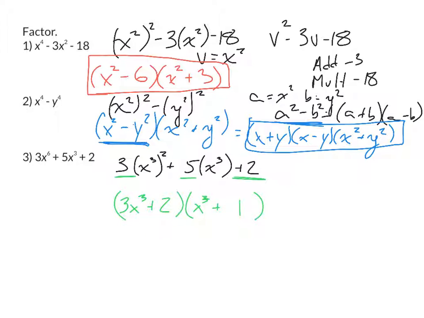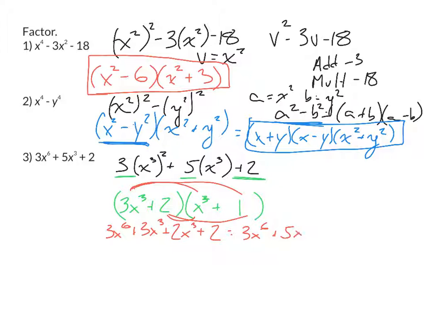And you can see when we FOIL this back together, 3x cubed times x cubed, 3x cubed times 1, 2 times x cubed, and 2 times 1. And it would indeed, when we combine our like terms in the middle, go back to the 5x cubed from the center.